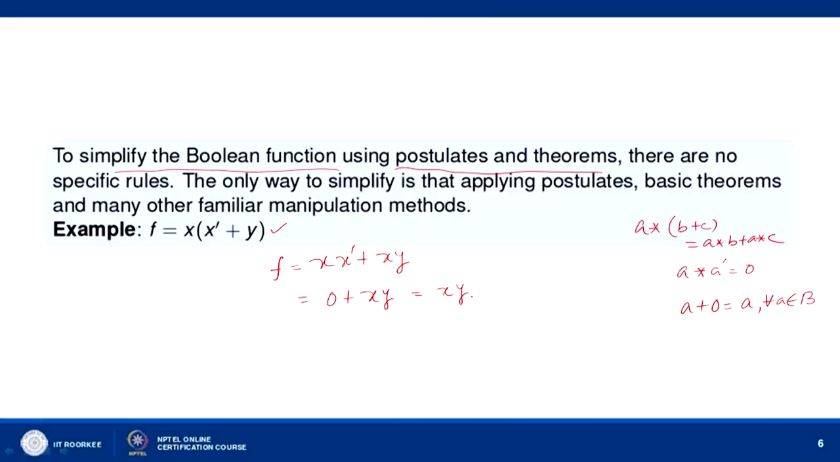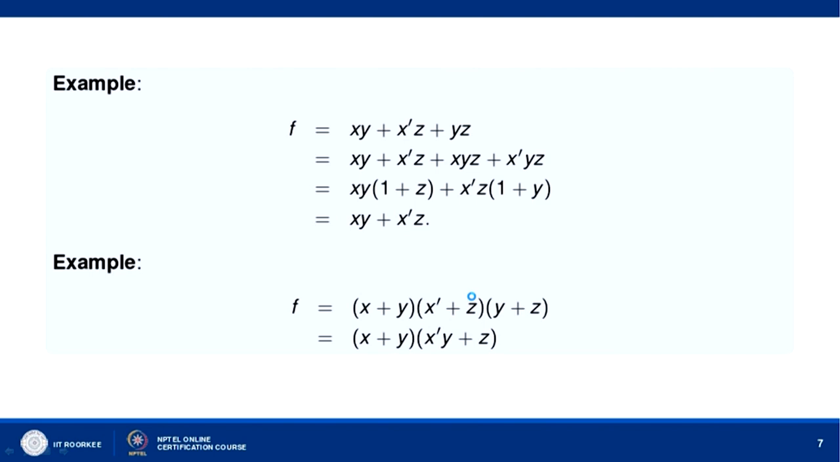Now, let us consider another example, f equal to x y plus x dash z plus y z. Let us consider this Boolean function. We can write it as x y plus x dash z and then y z. Y z can be written as x plus x dash into y z, because x plus x dash is equal to 1.